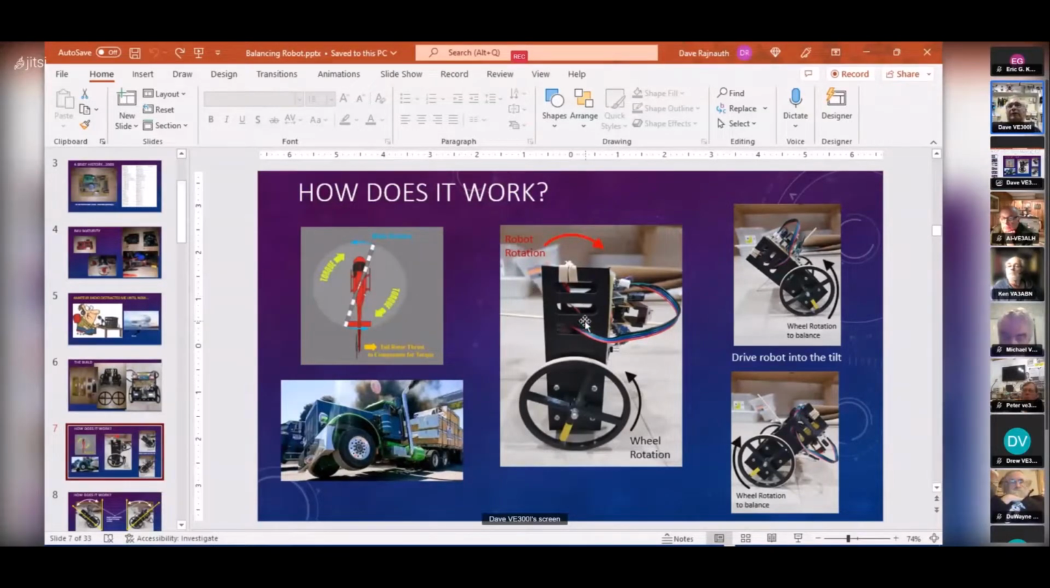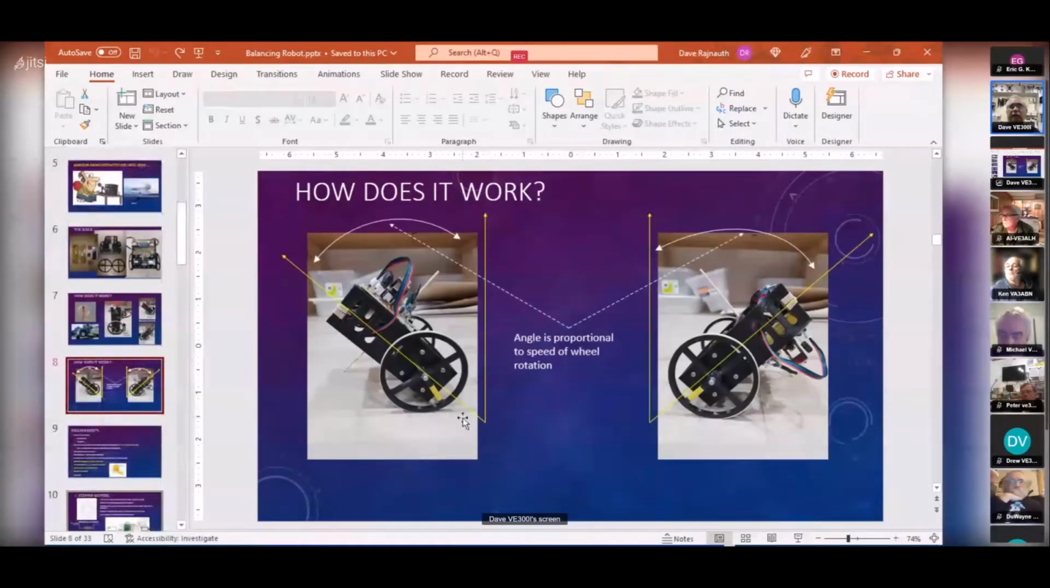Basically, in a self-balancing robot, it's the same thing. If you want the robot to spin in this direction, you spin the wheel in this direction. Again, Newton's third law: this reaction has an equal and opposite reaction in the other direction. If you spin the wheel this way, the robot's going to try and tilt this way. If you spin the wheel the other way, it'll make the robot go the other way. So by spinning this wheel, you can make the robot balance.